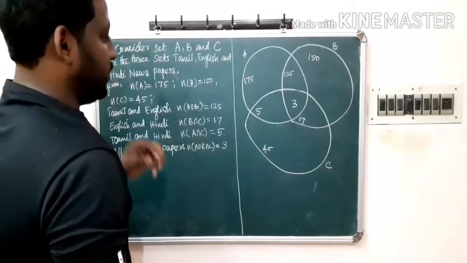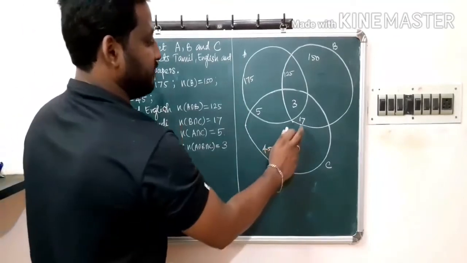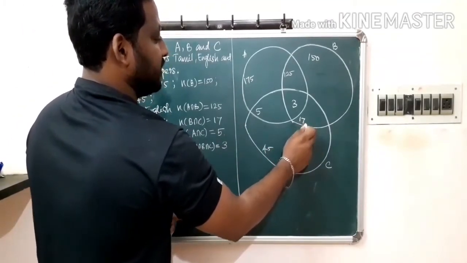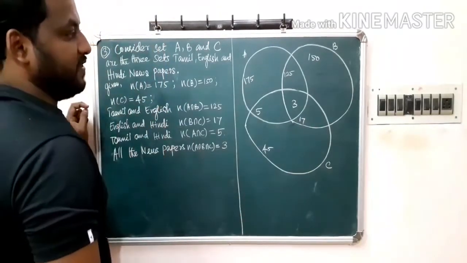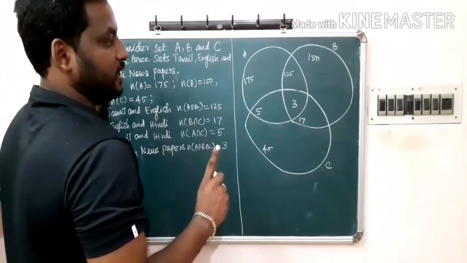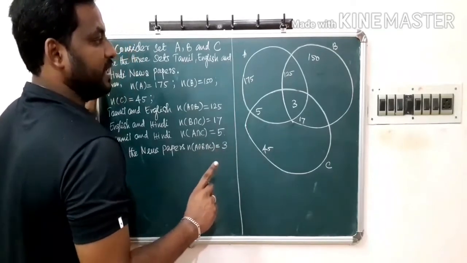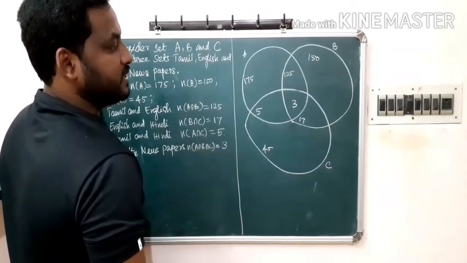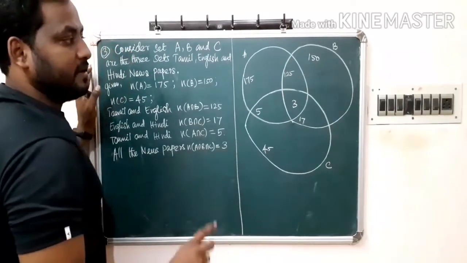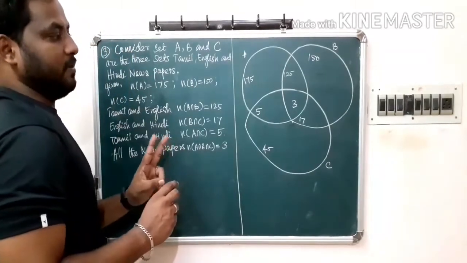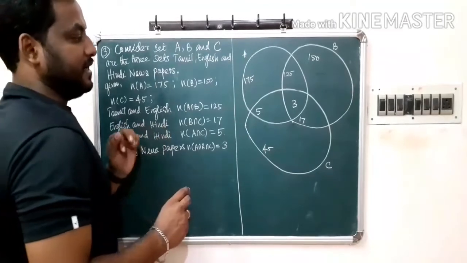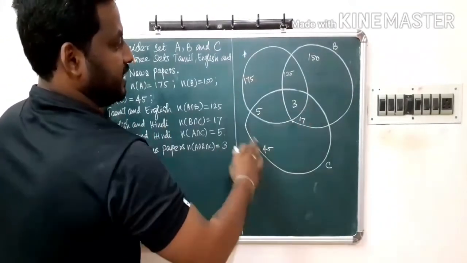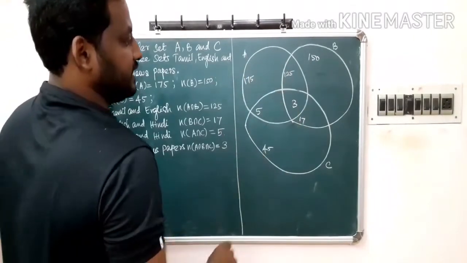So we have to find out 3 types of questions. First, we have to find out the number of families who buy only 1 newspaper, and the second one is the number of families who get at least 2 newspapers, minimum 2 newspapers, and the third question is the total number of families. Okay, so using this data we are going to find out the 3 values.